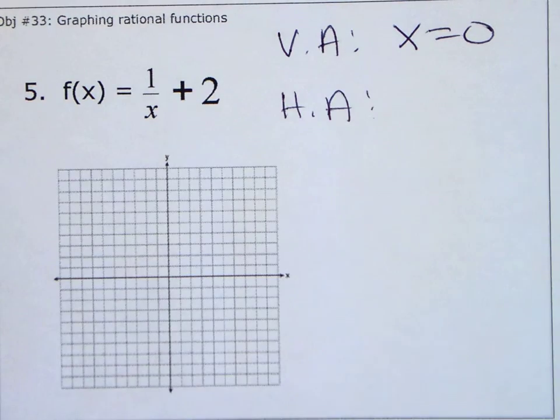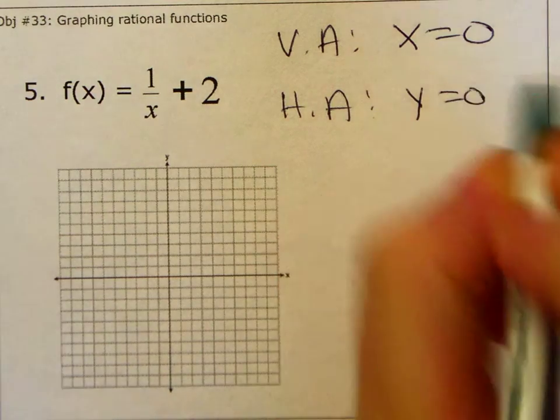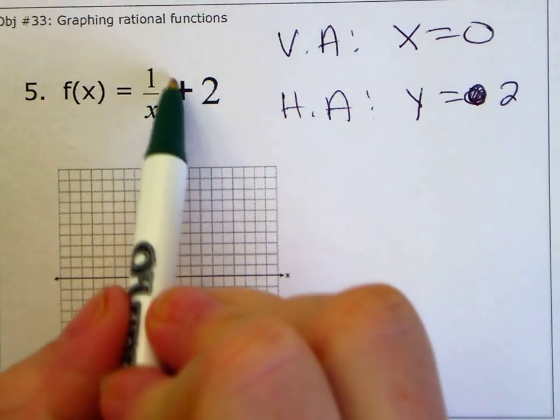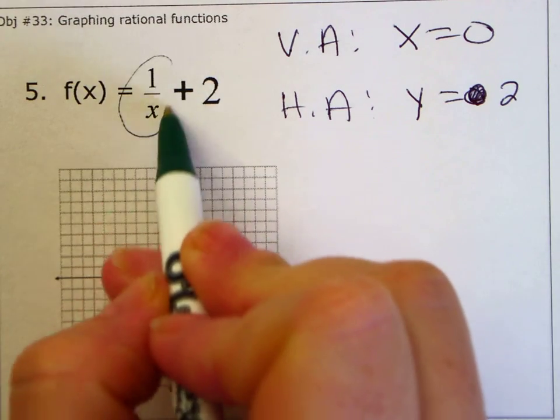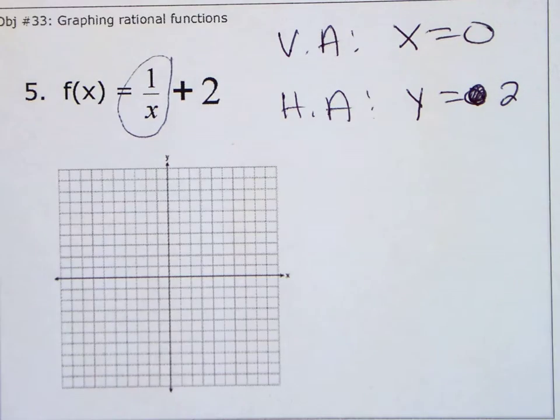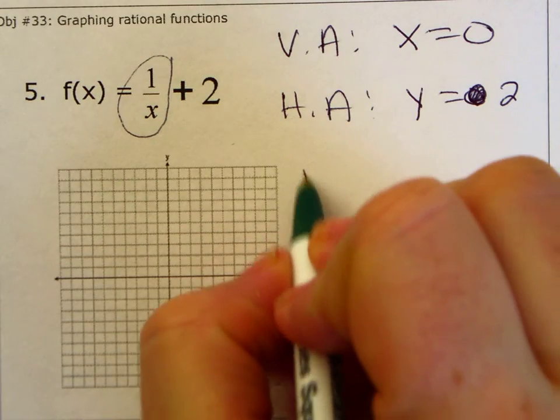Horizontal. What's being added to our graph? 2. Again, oops, y equals 2. The quotient, the fraction, will never equal 0. So that's 0 plus 2 is 2. Okay? Point 1.